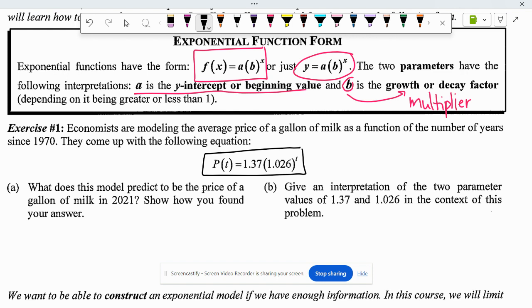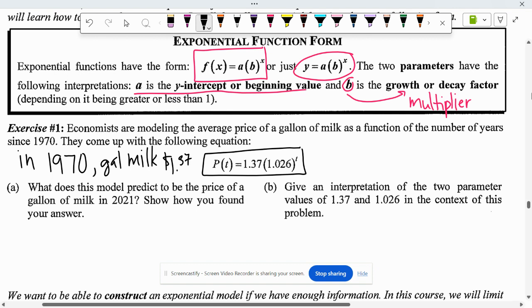Thank you. So I want you to look at that function, that equation, and someone tell me what the initial value or what the price of a gallon of milk is. What's the initial value? $1.37. That means in 1970, a gallon of milk was $1.37. That's what that means.